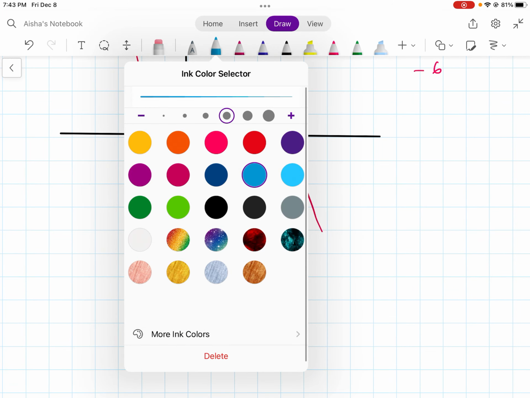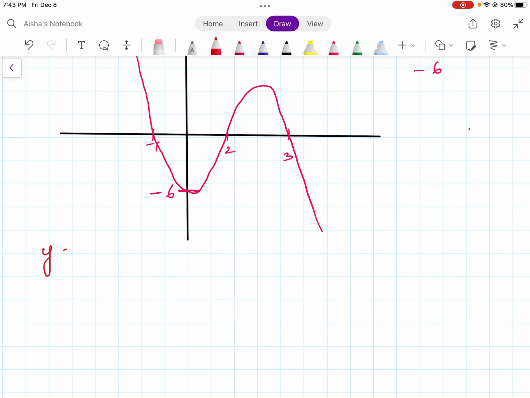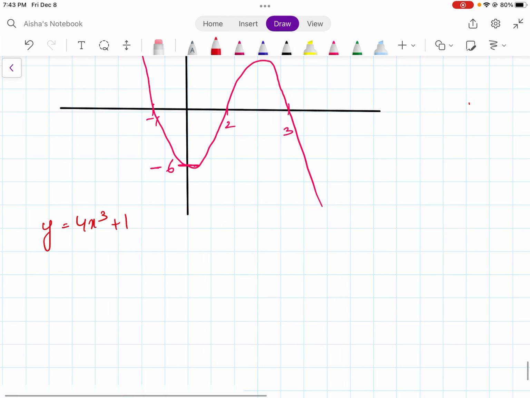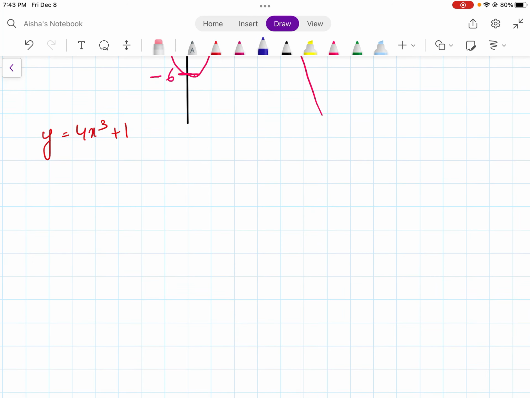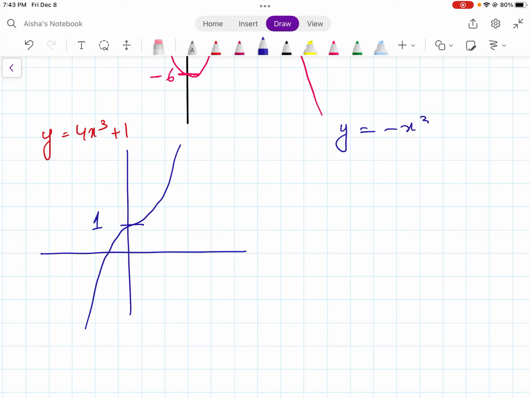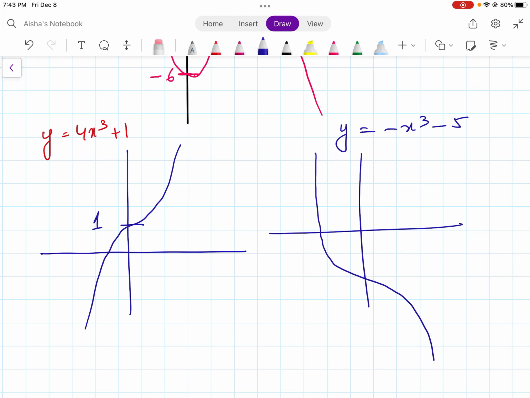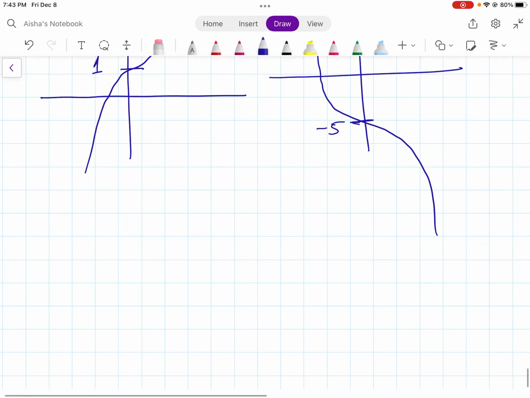Simple graphs like y is equals to 4x cube plus 1. There is no other thing, so it is going to be very direct. The graph will just pass through plus 1. Y is equals to minus x cube minus 5. It will be this shape and will cut through minus 5. Okay? So these are simple cubics which can be directly sketched.